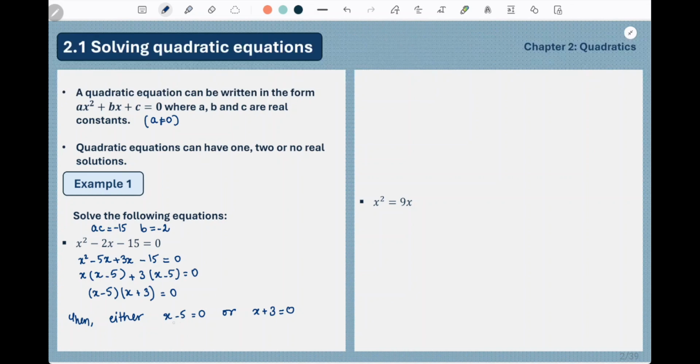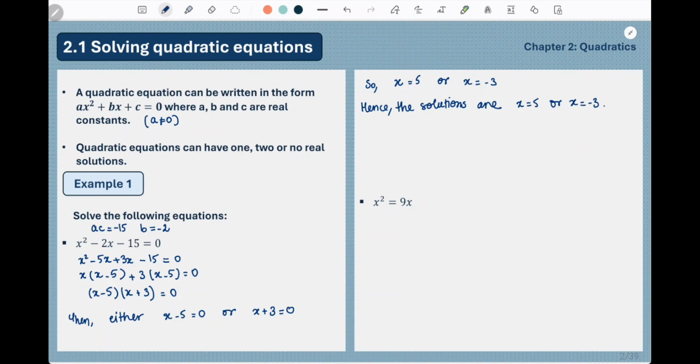So we know in an equation, we want to solve for x, so we need to move the number to the other side. As we move it to the other side, it changes sign. So we have x equal to 5 or x equal to minus 3. And hence the solutions are, so we said we can either have one or two or no real solutions. In this case, we have two. So the solutions are x equal to 5 or x equal to minus 3.